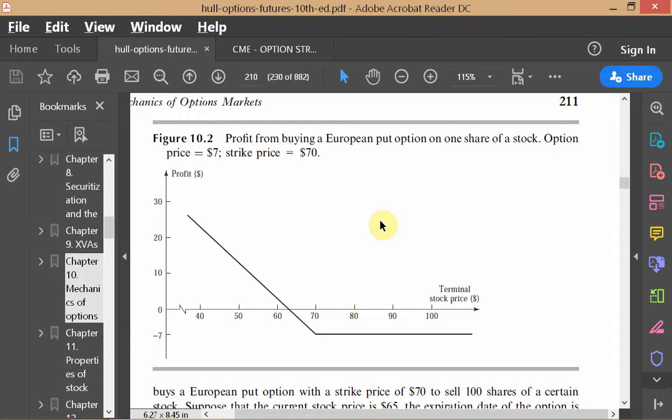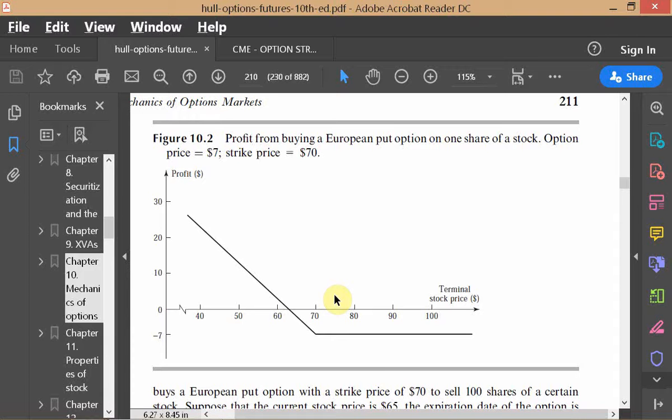If you don't exercise, in this case, let's say you paid $7, and the price is 68. If the price is 68 and your strike is 70, and you don't exercise, then you lose $7. But if you exercise, you sell. Exercising gives you the right to sell at 70. You sell it at 70 and immediately square your position in the underlying asset at 68. You make a $2 profit.